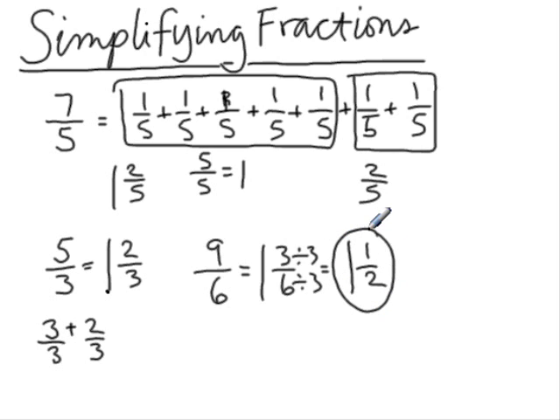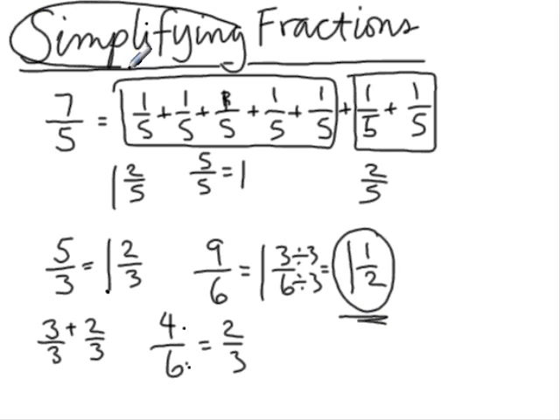So we can simplify fractions 2 ways. One way is if the numerator and the denominator have a common factor, they can be reduced. And the other way is if it's an improper fraction, it can be turned into a mixed number. Both of those ways we use for simplifying fractions. And simplifying fractions makes it easier for us to understand what the fraction means.